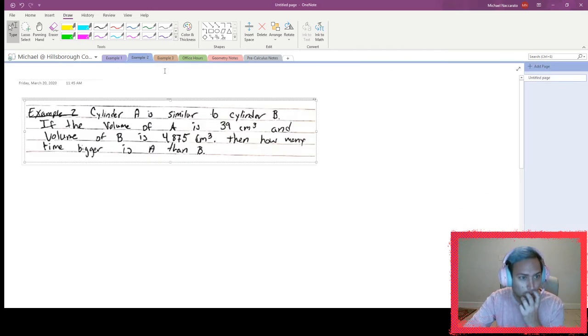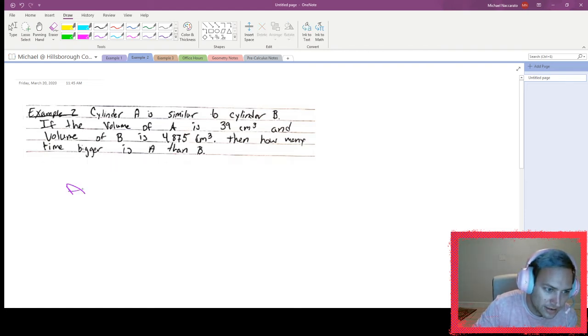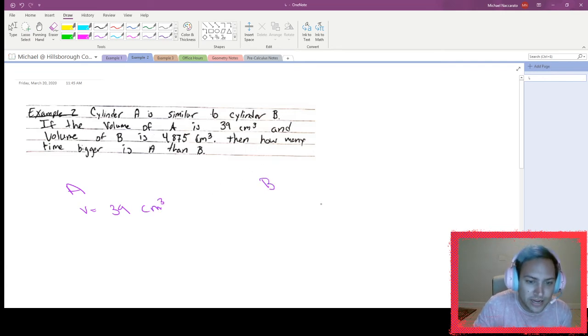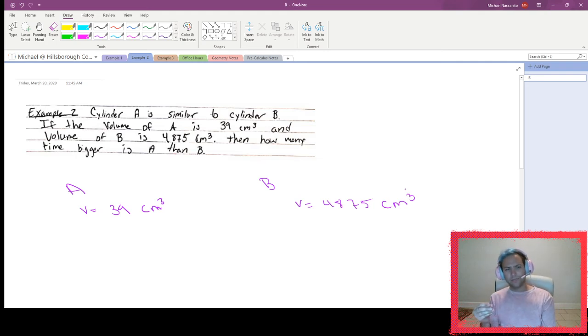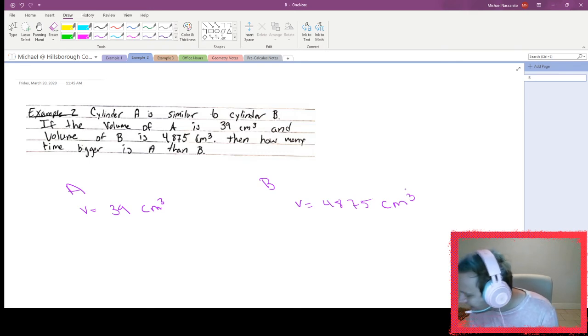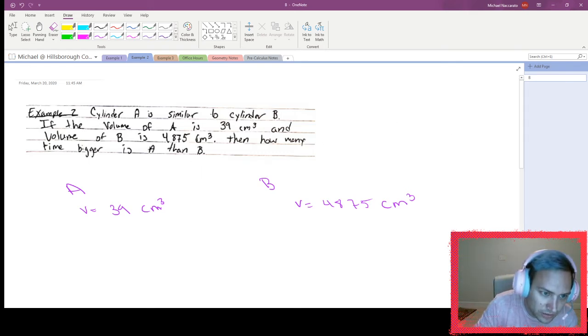All right, my second example is this one. And this is our last example for this week. So cylinder A is similar to cylinder B. If the volume of cylinder A is 39 centimeters cubed, and the volume of B is 4,875 centimeters cubed, then how many times bigger is A than B? I meant to put B than A there. I'm sorry, that was my own mistake. How many times bigger is B, which is clearly bigger, than A?